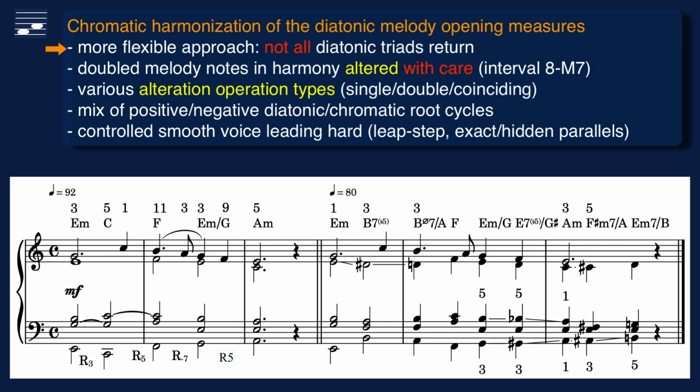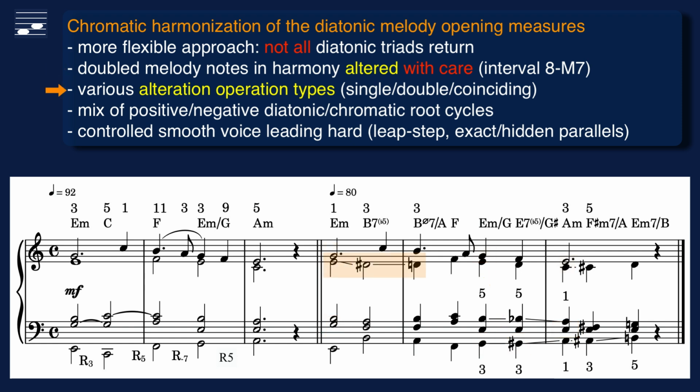The chromatic harmonization solution shows a more liberal approach. Firstly, not all diatonic triads return. The C major triad is missing. Then I did alter a doubled melody note into harmony, see the pitch G in measure 2. However, I carefully chose an ascending chromatic alteration operation, with G going to G sharp. For a sustained G in the lead, the interval would have changed from an octave to an acceptable major seventh.